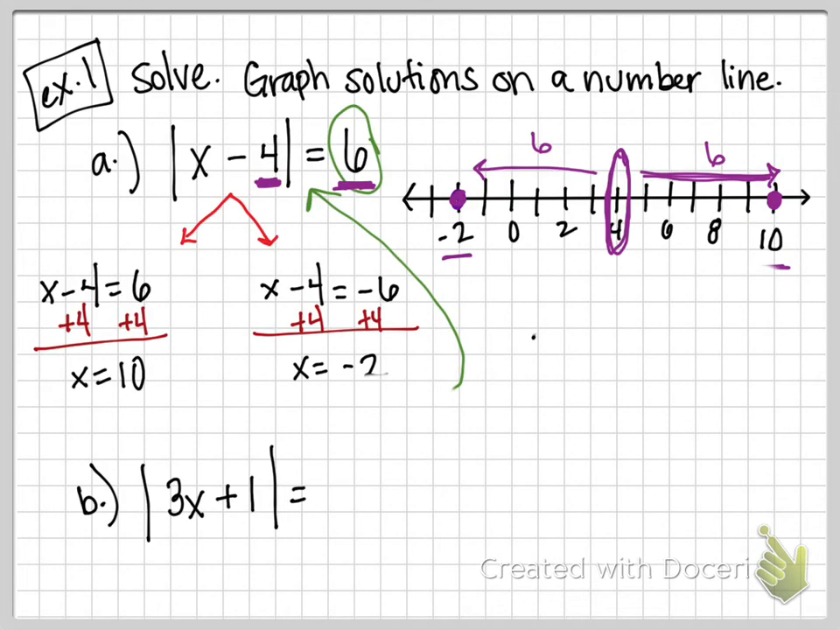I didn't leave much room. Okay, look at letter B. The absolute value of 3x plus 1 is equal to negative 5. Okay, so first we're going to copy that down, and then we look at our step 1.